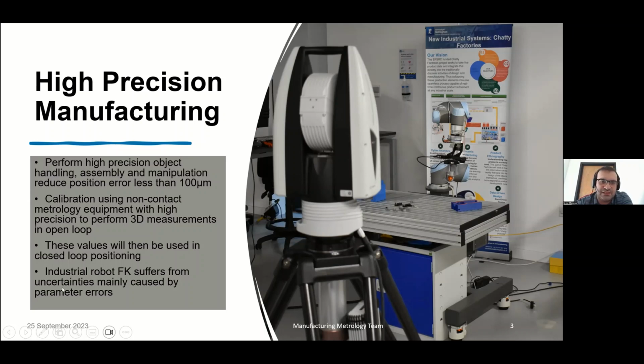So as you can see here, the industrial robot forward kinematic suffers from some uncertainties. The uncertainty which is assumed in this presentation is the uncertainty associated with the dimension of the industrial robot.